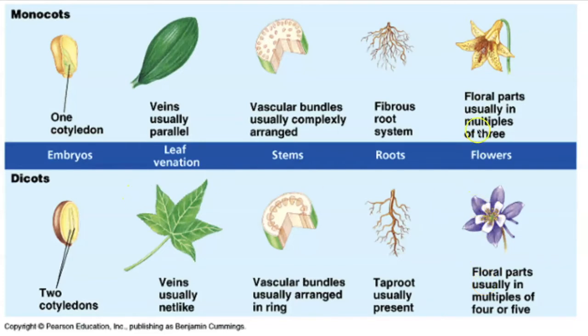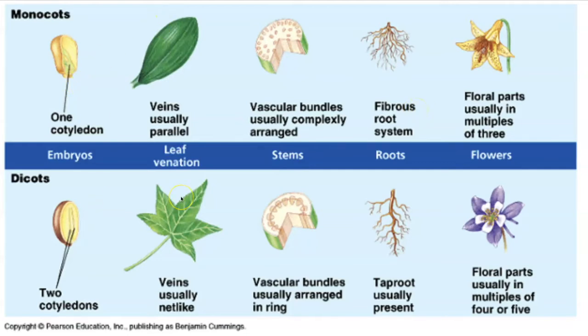Now, one thing you have to take into consideration is that this isn't always necessarily true, because it says multiples of 3 and multiples of 4 or 5. So what if it has 15 petals? 15 is a multiple of 3, and it's also a multiple of 5. So then you would have to look at something like the roots, or probably the easiest thing, just look at the leaves.